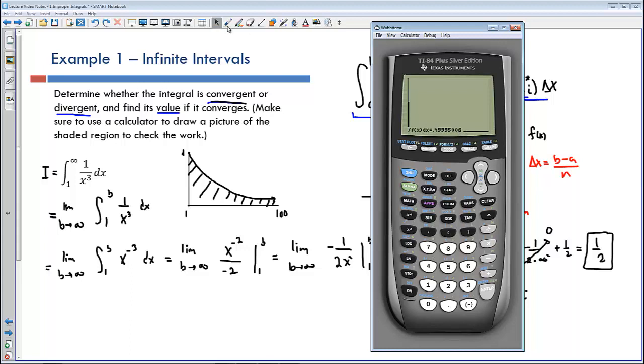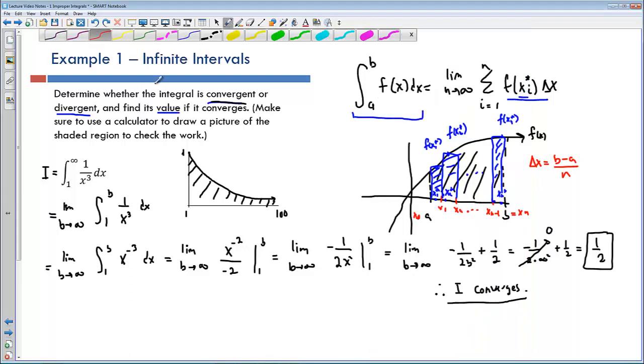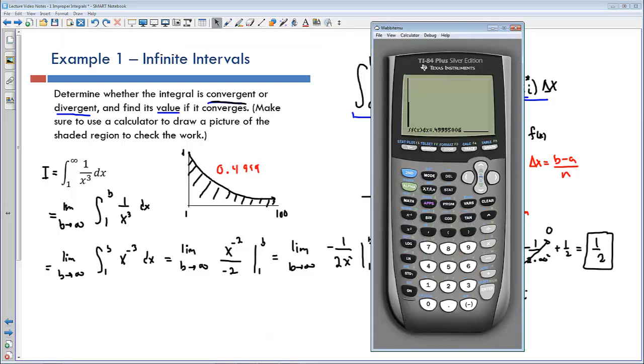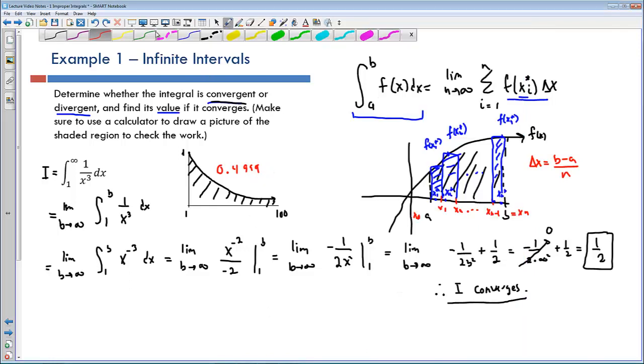So it gives 0.4995006. So on here, if you want, we can write this as 0.4995006. So that's the number my calculator gave me.